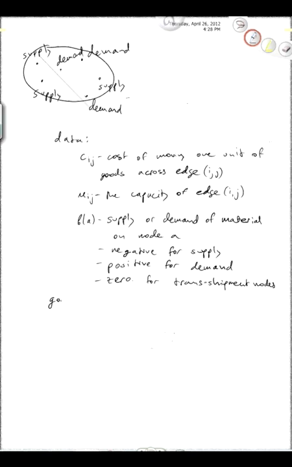So the goal for this problem is going to be to satisfy the demands given the supplies. So we have to move all of the supplies to the various demand locations where those supplies are required. And we want to do this at minimum cost. So let's try to write a linear program for this.